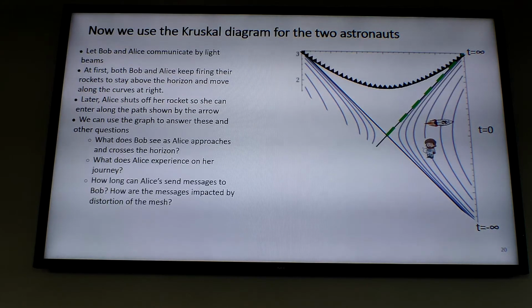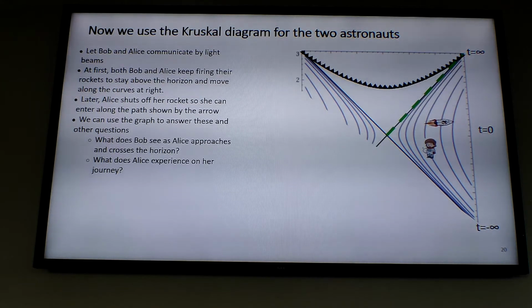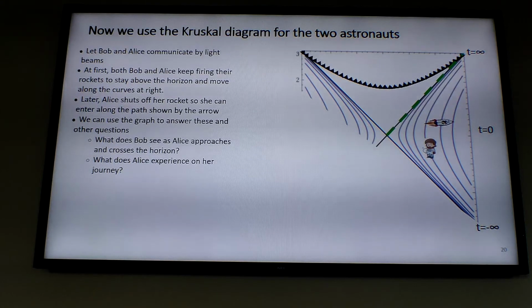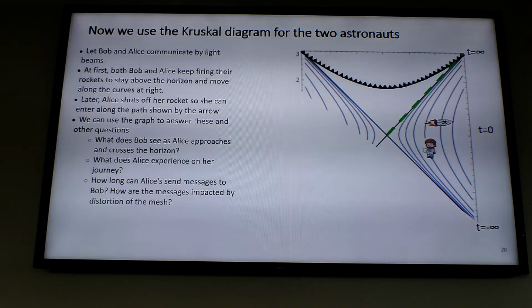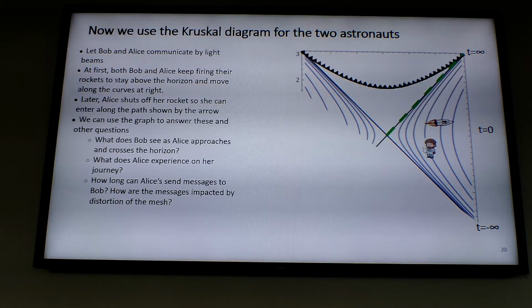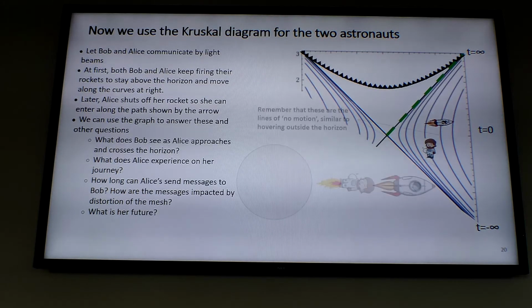He sees the same time, place as... we shall see. Can Alice send signals to Bob? And if so, for how long? And what is her future?